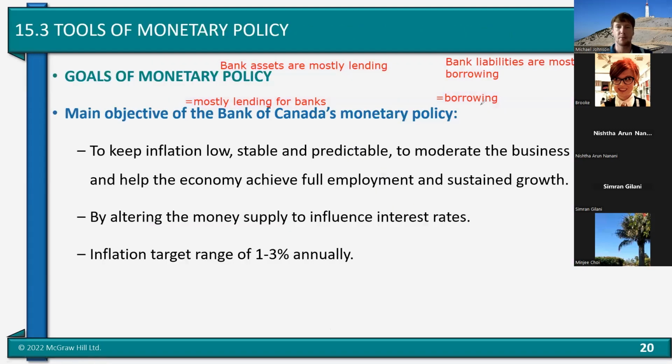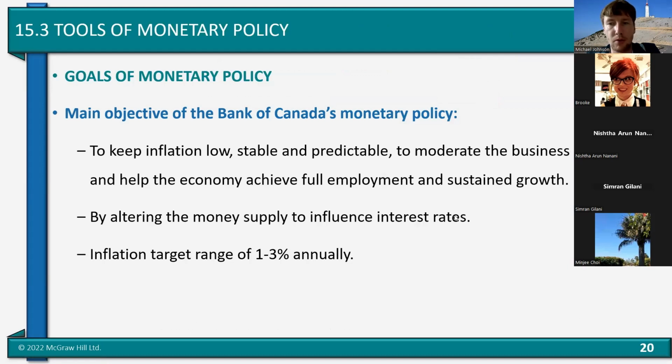The objective of the Bank of Canada's monetary policy is to keep inflation low, stable, and predictable, to moderate the business cycle, and to help the economy achieve full employment and sustained growth. They are supposed to alter the money supply to influence interest rates. Their inflation target range is 1 to 3% annually. The Bank of Canada's main job is to keep inflation at the 2% target. Everything else is extra. Their main job is keeping inflation at 2%.